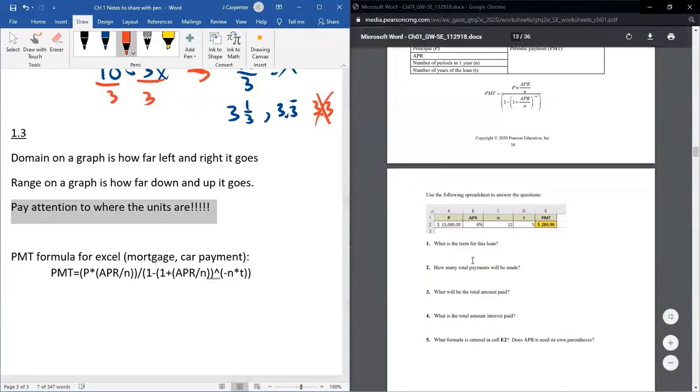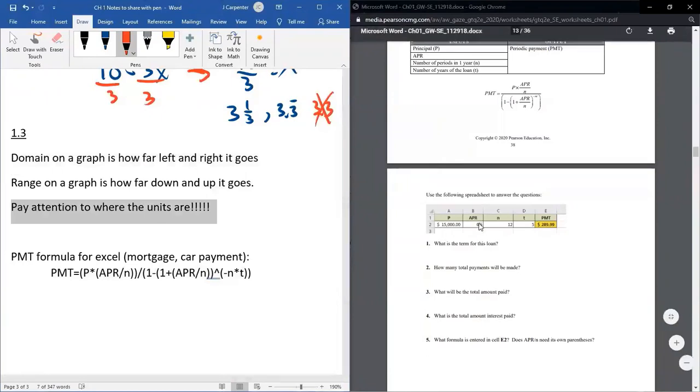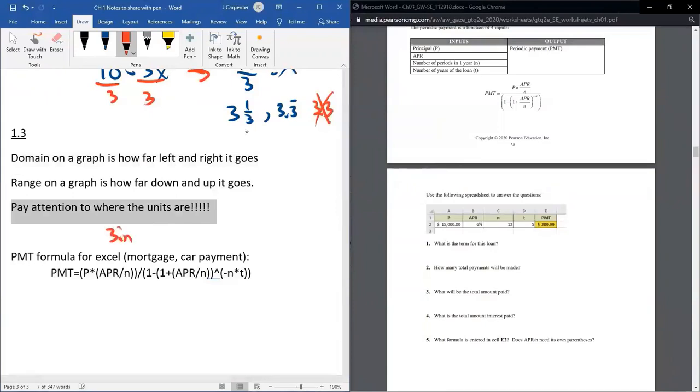For instance, like this principal, the dollar symbol would be in the top, not the bottom. This percent symbol would be counted in the top, not the bottom. If I had something like 3 inches, that inches counts as being in the top, not the bottom. Versus, say, if I had 3 on top of 1 inch. These are completely different things.